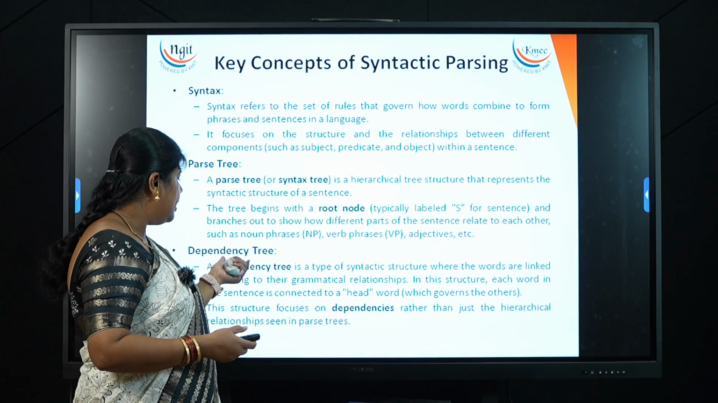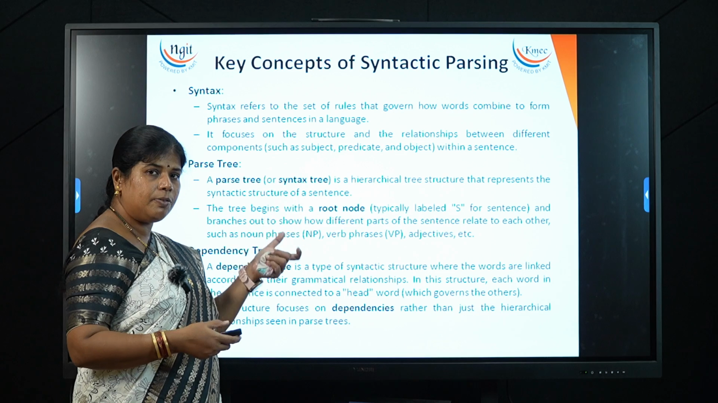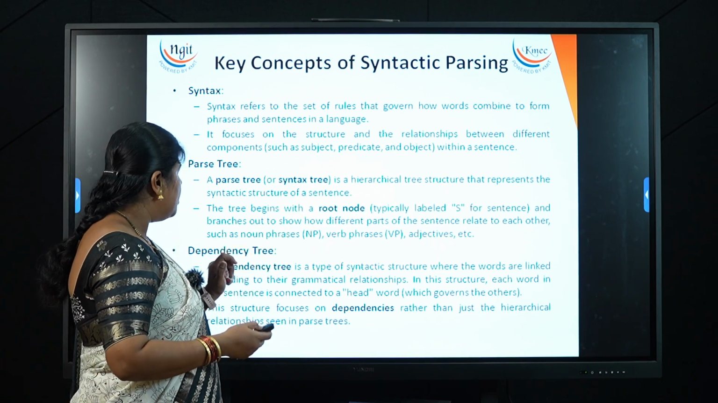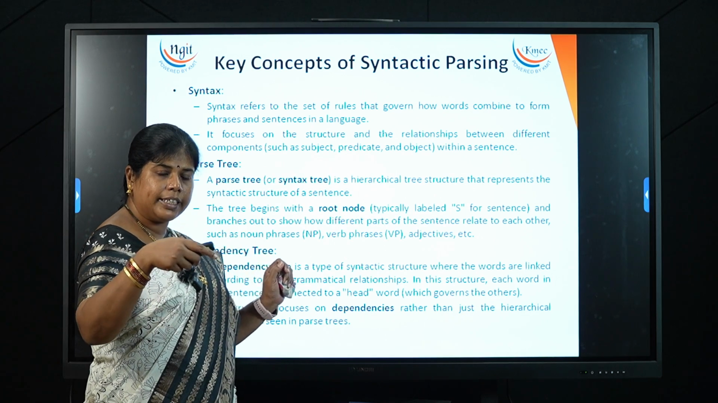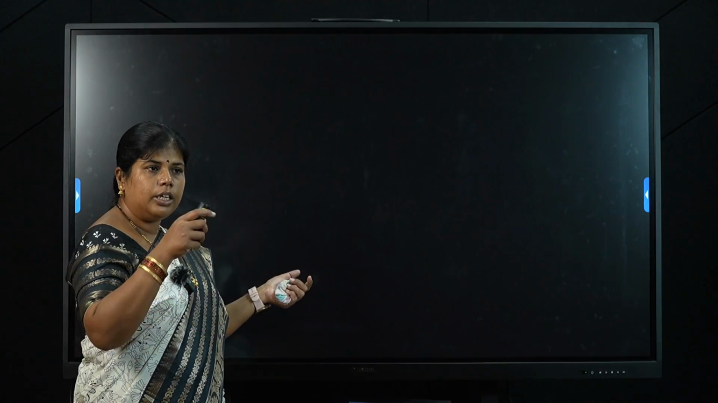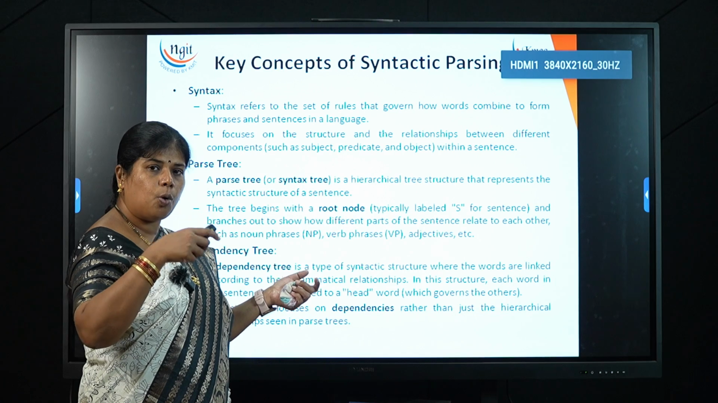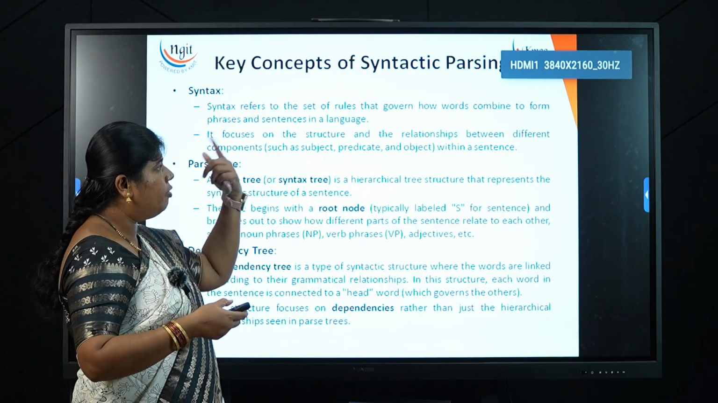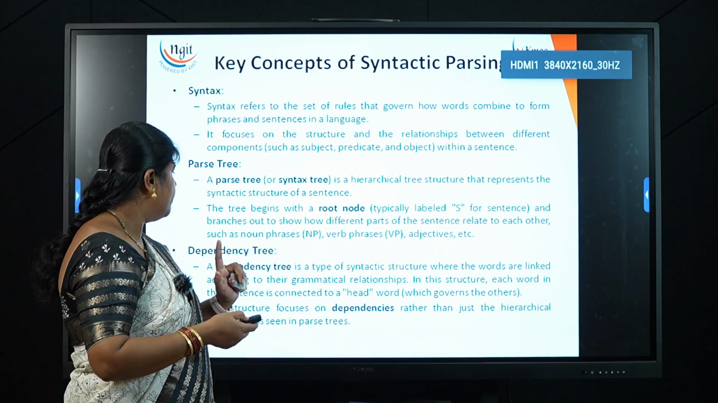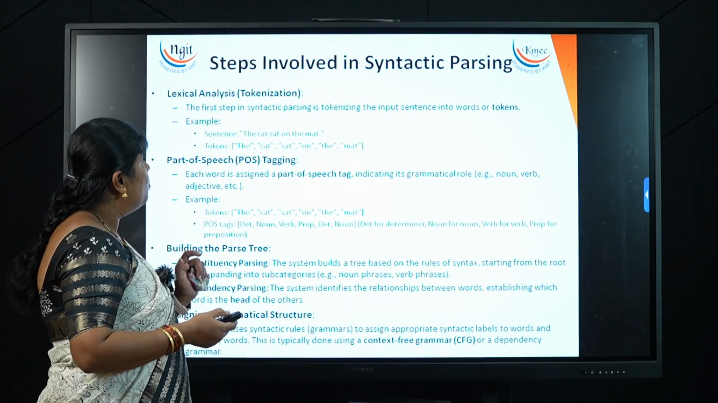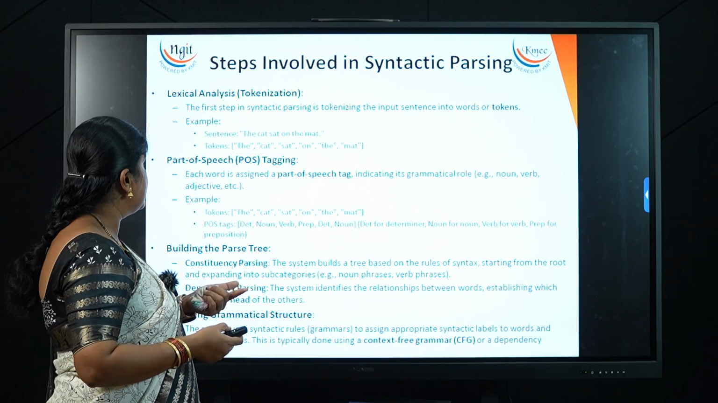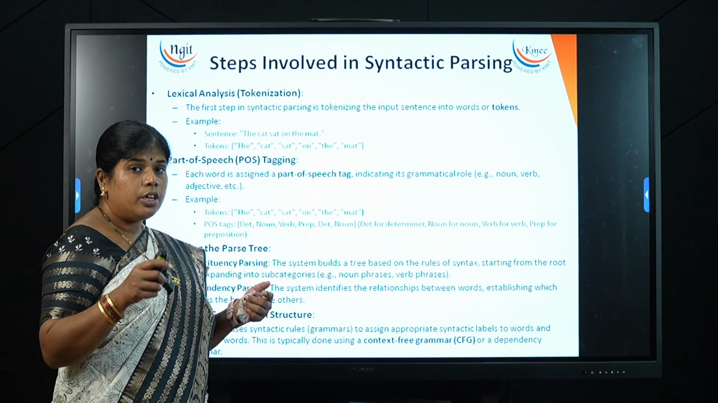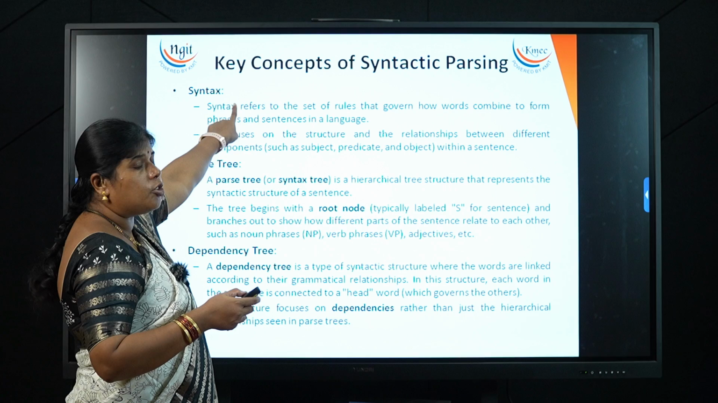Finally, based on the dependencies between these nodes, I will decide the dependency tree. The nodes will be connected based on the dependency. Two child nodes will be connected only when there is a dependency between them. Otherwise, generally the child node will be connected to the parent node. Now, what are the steps involved in syntactic parsing? The first one: I should check the syntax.